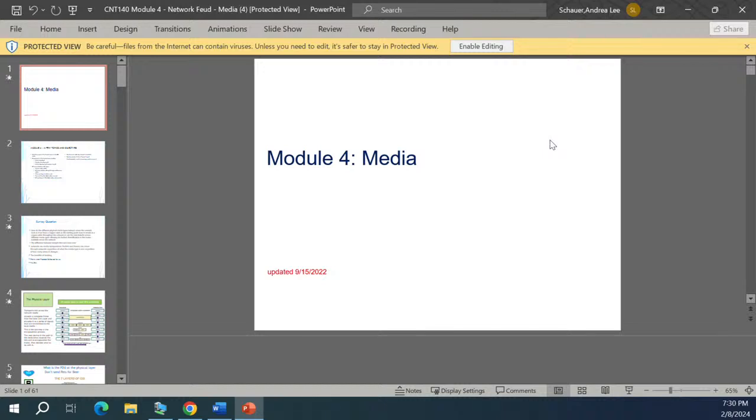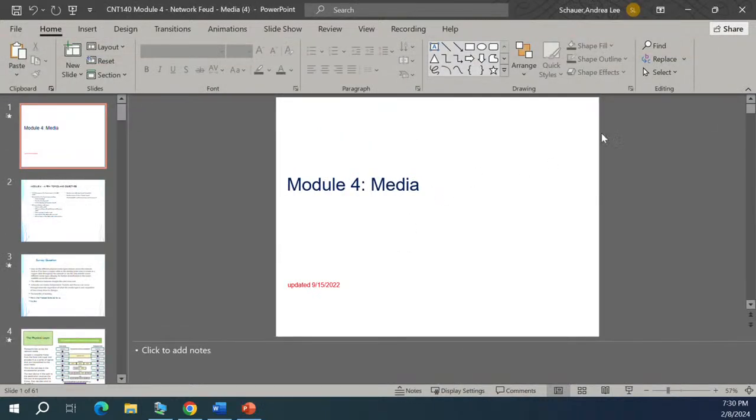All right, so let's talk about Module 4. What layer are we working with? Module 4, physical layer, right? The physical layer. What do we call it in TCP/IP? Network access. Yeah, it's the network access layer.